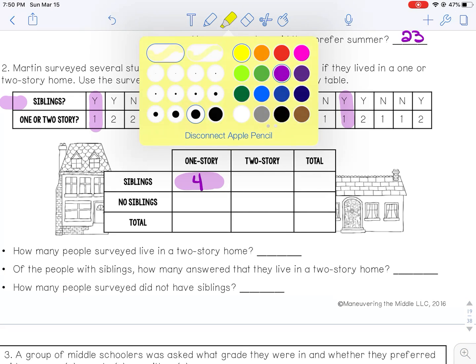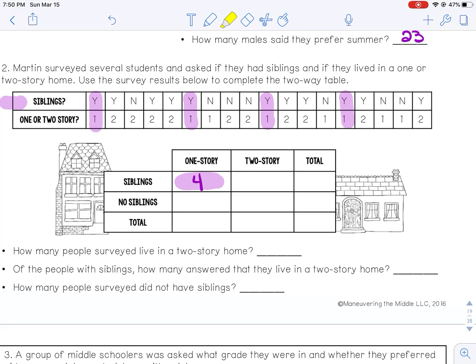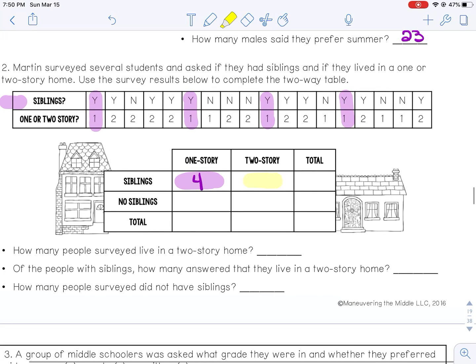Let's change that color and see what we can find for people that have siblings but live in a two-story house. So this time I'm looking for yes and then 2 at the bottom. So there's a Y2, Y2, Y2, 2, 3, 4, 5, 6, 7. Okay, so 7 people that have siblings that live in a two-story house. So the total number of people that have siblings out of this survey is 11, because 4 plus 7 gives me 11.